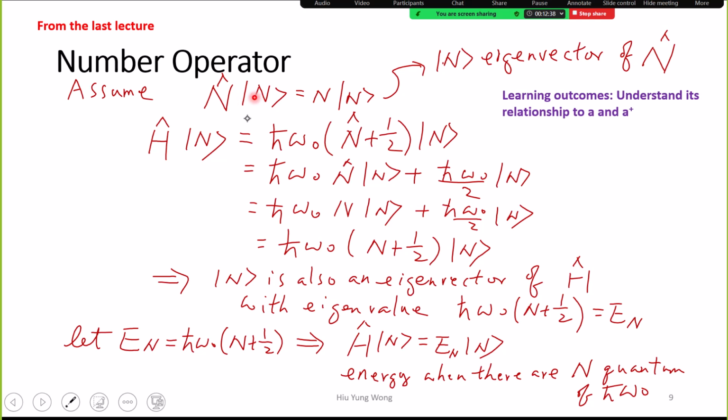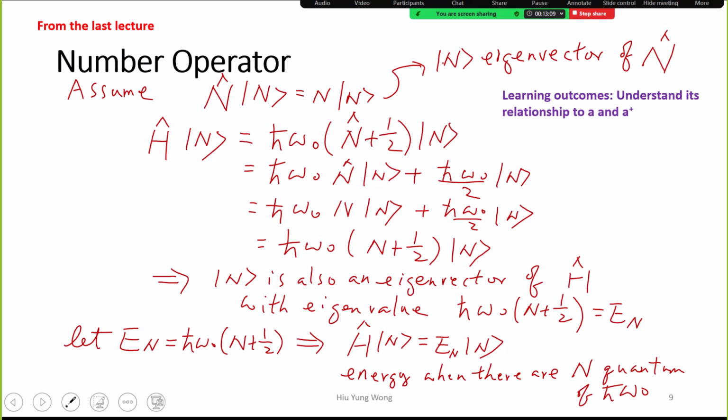So what we did last time is we apply N to its eigenvector. We assume it has an eigenvector called capital N. And then, of course, it will have an eigenvalue. We call it capital N also. Then we apply the Hamiltonian to it. Hamiltonian is h omega N plus a half, right? We go through the math, and eventually we show that if capital N is the eigenvector of this operator, it turns out it's also the eigenvector of the Hamiltonian.